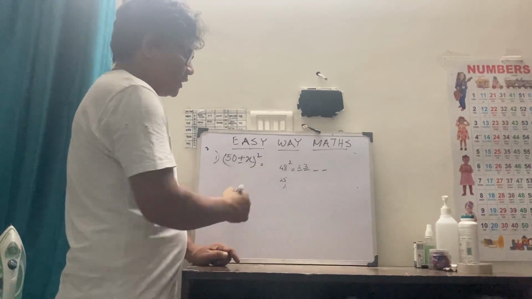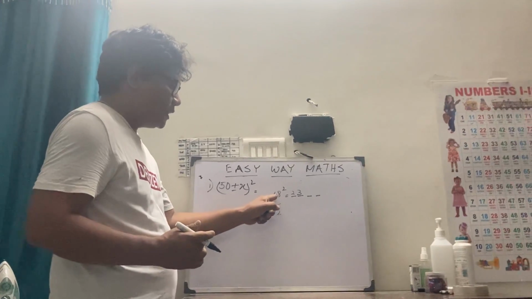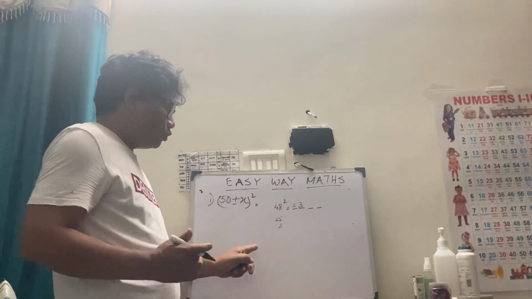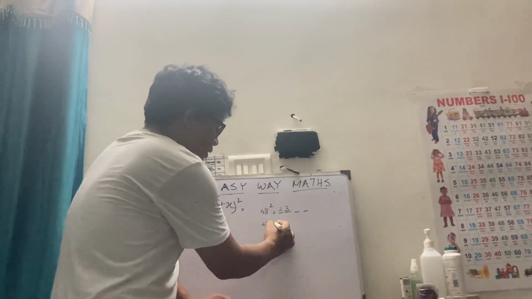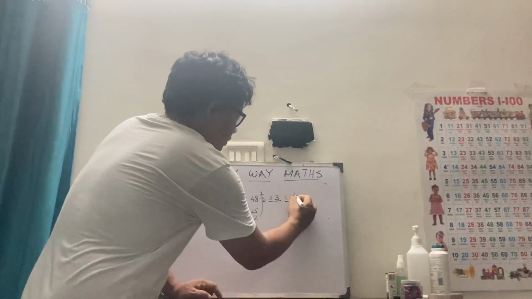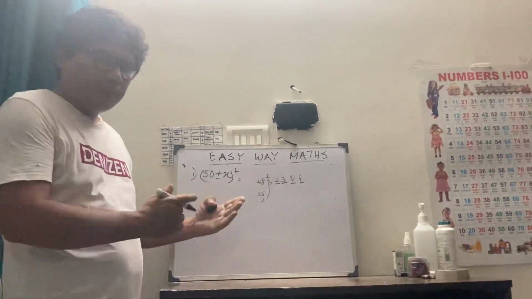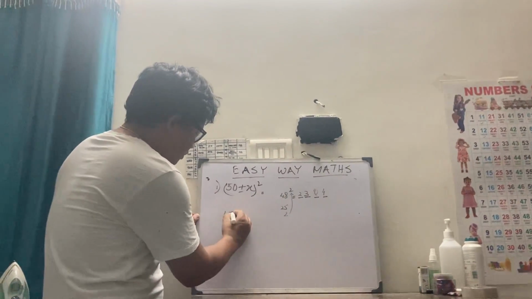Now, the lesser number, right? 48 is less than 50 by 2, right? So what we'll do is, we will square this 2, okay? 2 square is 04. I think this is your result, right? So let's take another example, right?